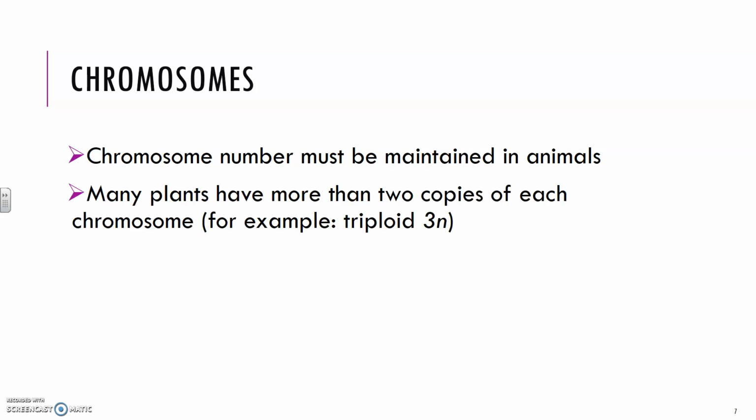So many plants actually have more than 2 copies of each chromosome. They can actually be triploid. Generally, that is not in the body of the plant. It's usually used for feeding the developing seed. Okay, so it's surrounding the seed and acts as a food source for it.